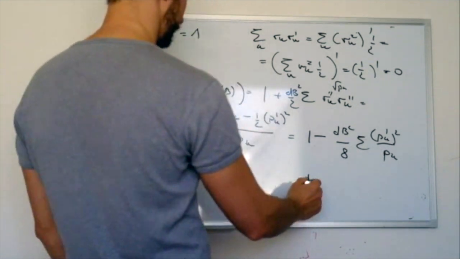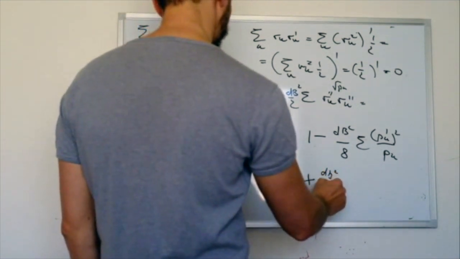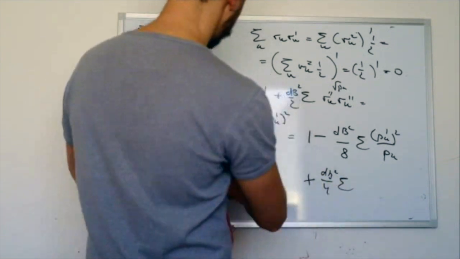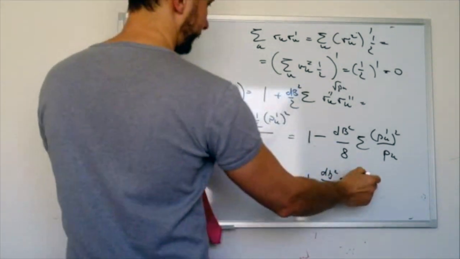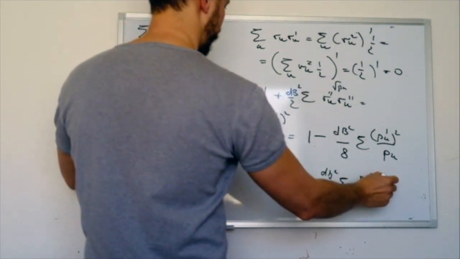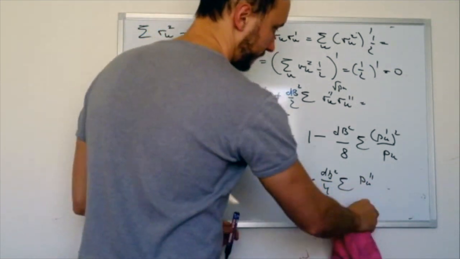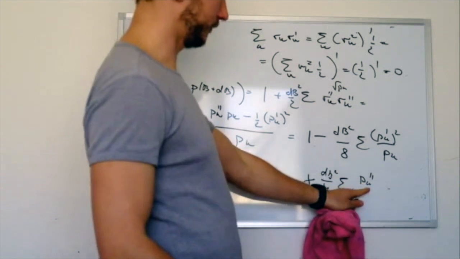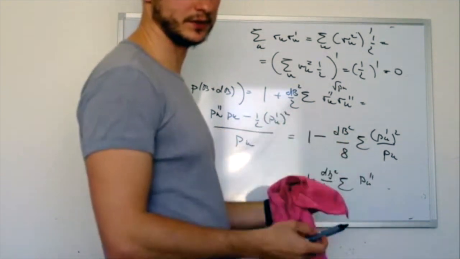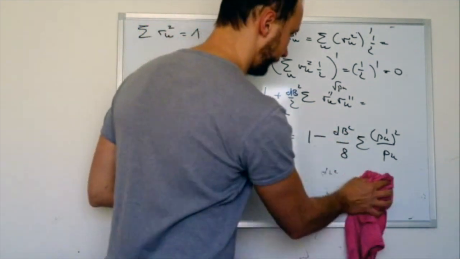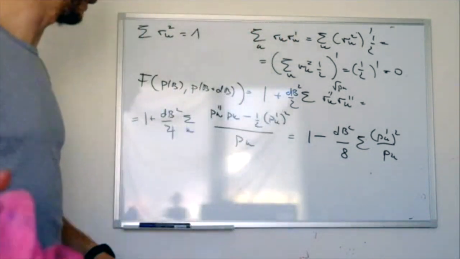Plus, yeah, well, it's simple. So this term is just plus dv square over 4 sum of p_k double prime p_k over p_k. Well, so p_k disappears. And again, same trick. We just put the derivative outside of the sum. The sum is 1, so this is 0. Good. So a bit lengthy, but we are there.